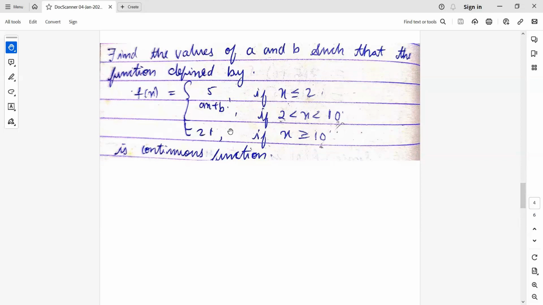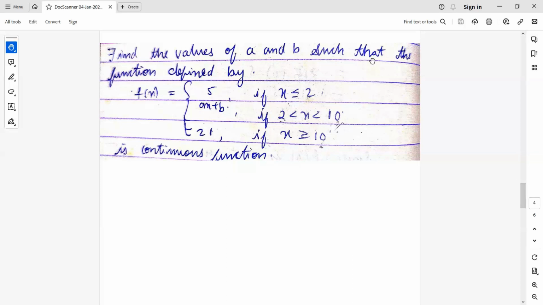Here they have given 2 points where the inequality is occurring: at 2, less than 2 and equal to 2, as well as at 10. So 2 points are given, so we need to make use of the definition of continuity two times and simplify it. So we will discuss this example.